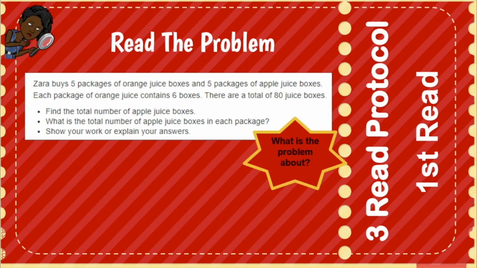So let's think about what the problem is about. After reading this problem, I imagine Zara buying 5 packs of orange juice boxes and 5 packs of apple juice boxes. Each orange juice pack contains 6 boxes, and Zara has a total of 80 juice boxes.